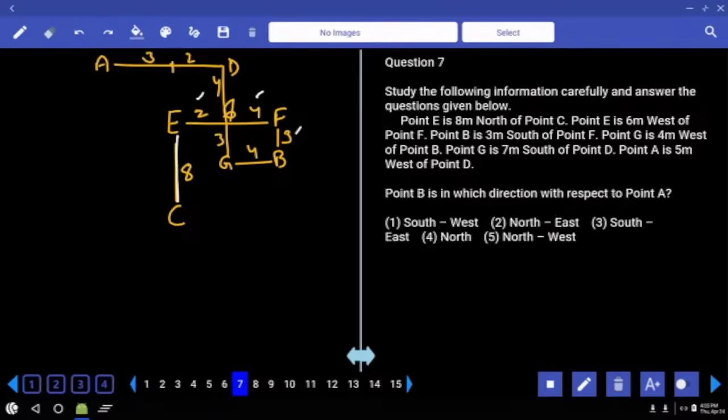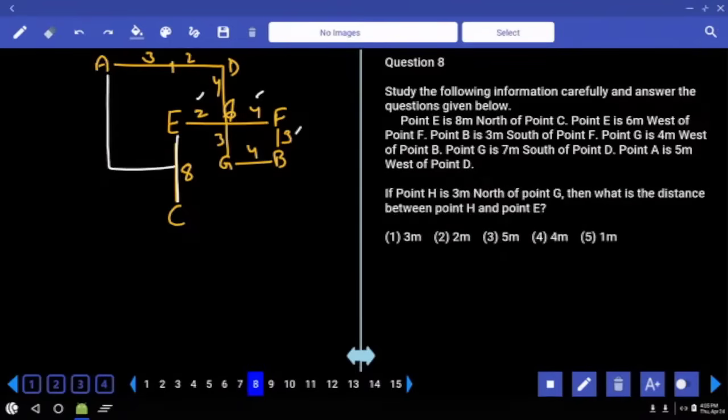Then B is in which direction with respect to E? In order to reach B from here, this is south and east, so southeast. Southeast, choice 3. Then the eighth one, H is 3 meters to the north of G. Hence H must be at this place. Then distance between H and E. Now what is the distance between H and E? 2 meters. Now 2, that is choice for question number 8.